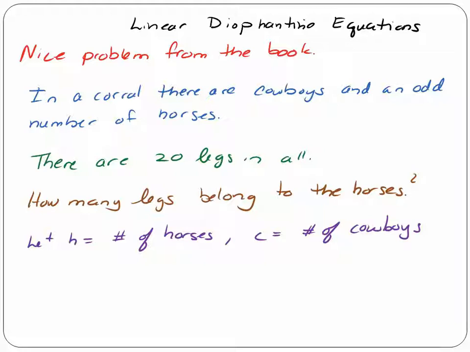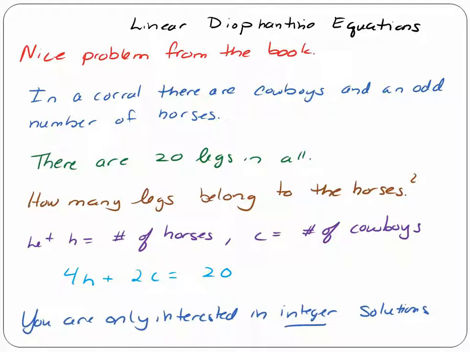You would set up H is the number of horses and C is the number of cowboys. Remember the nickel and dime problems? Like they tell you how much money there is and you set up a system of equations similar to that. And you'll get an equation 4H plus 2C equals 20. Unlike the nickel and dime problems, you don't get two equations. So there's an infinite number of solutions to this.